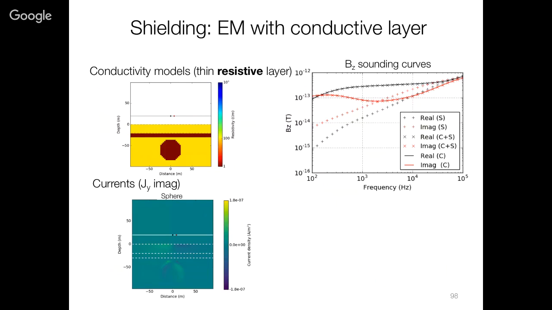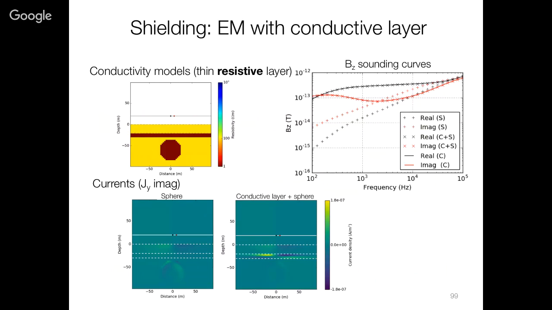So if you have the conductive layer up in here, then that conductive layer is going to shield the sphere. So here we have just the sphere. Here we have a conductive layer with the sphere. Now you can see if I put the conductive layer in, I've got a lot of currents that are just sort of sitting right there, and I really don't see that sphere at all.